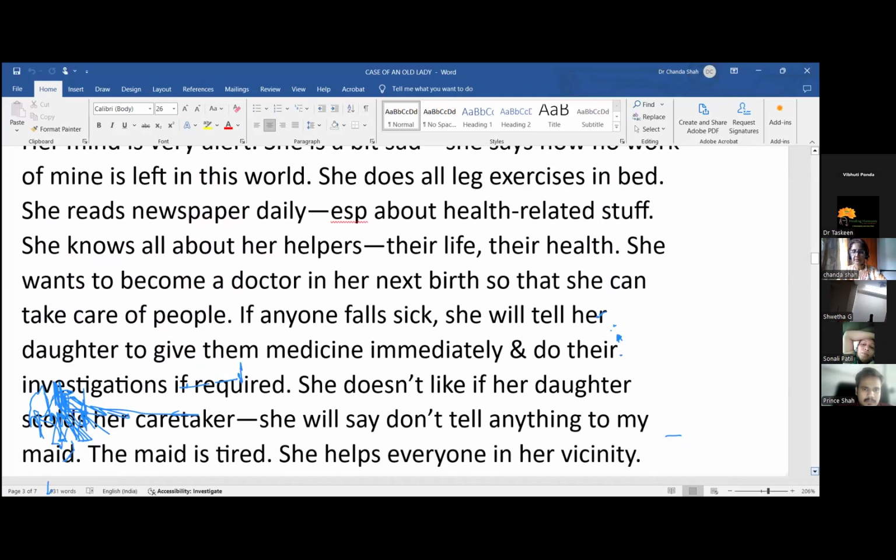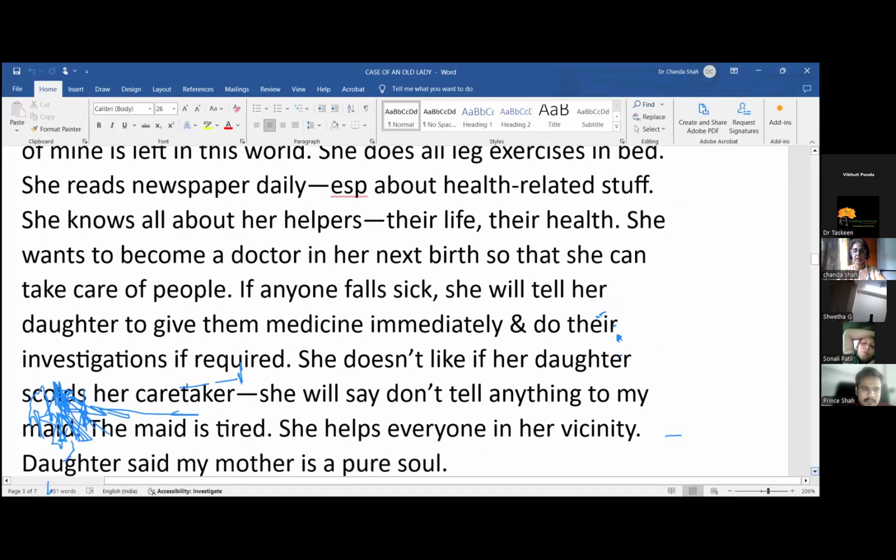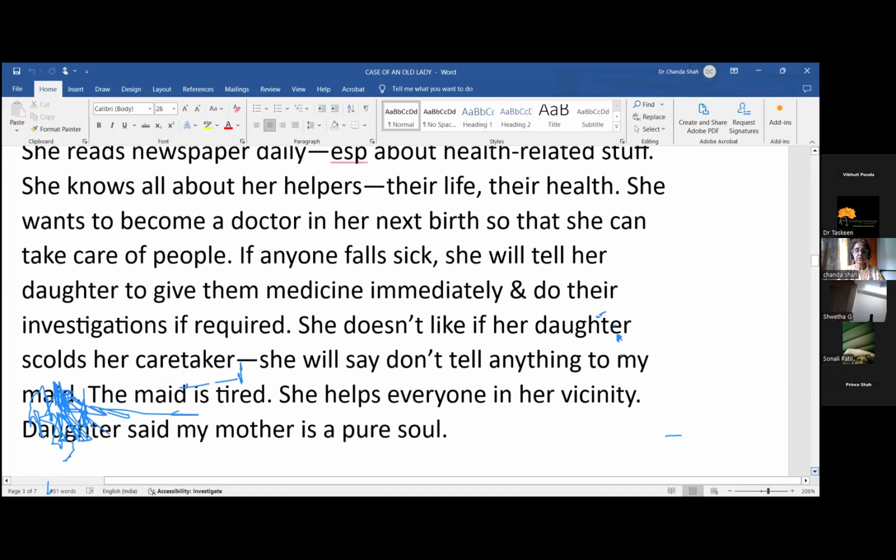And she knows all about her helpers, their life, their health. She'll ask a helper, what is happening in your family? How are your children? Are you giving them good food to eat? Are they healthy? So much care is there. She's telling her daughter that in the next birth she wants to become a doctor so that she can take care of people. In this birth, she's giving food and all that. In the next birth, she wants to become a doctor. If anyone falls sick, she will tell her daughter to give them medicine immediately and do their investigations if required.